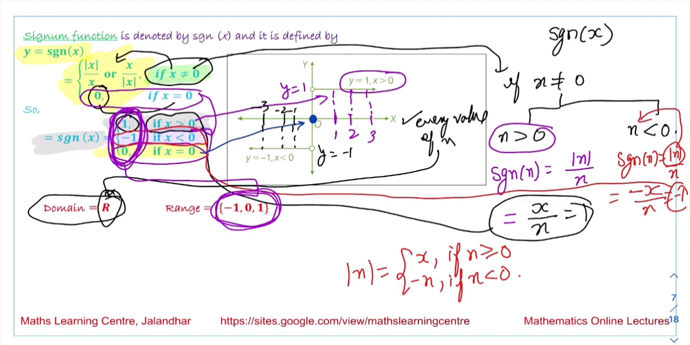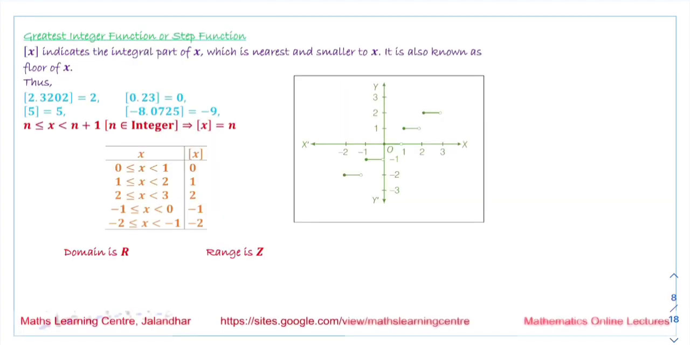The next is the greatest integer function, or the step function. The definition for the greatest integer function is denoted in this way. This bracket we are using. This is the greatest integer function of x. It indicates the integral part of x which is nearest and smaller to x. The definition will be more clear to you with the help of an example.